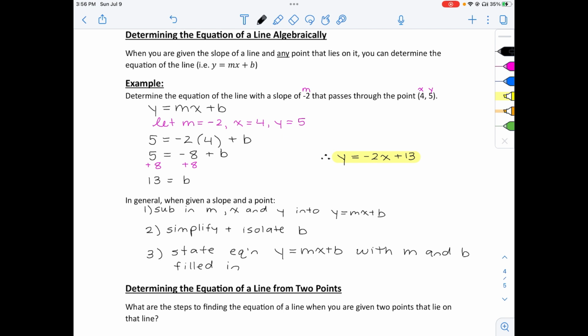Okay, so the steps are always the same, so once you've practiced it, it becomes pretty easy. You just need to make sure that your algebra skills are top-notch so that you don't make any mistakes when you are isolating. So that's how I determine the equation algebraically if I know the slope. However, sometimes I will not give you the slope, but I will give you 2 points instead.